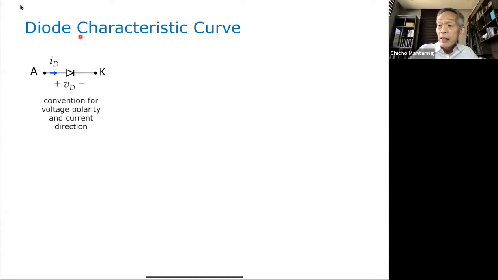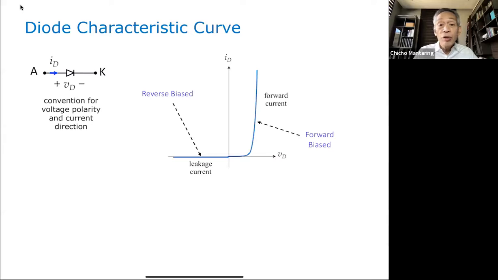Okay, what is the diode characteristic curve? The diode characteristic curve is a plot of diode current versus diode voltage. So it's a plot of the diode current, I sub D, versus the diode voltage. And this is what the characteristic curve of a real diode looks like. We have two operating regions. We call it the forward bias region and the reverse bias region.